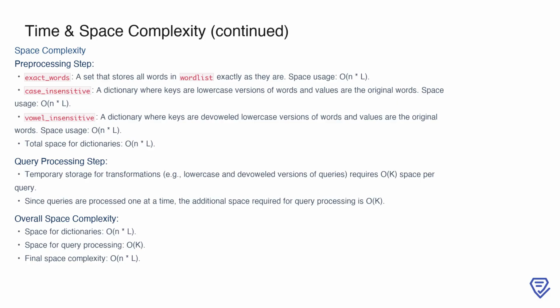During query processing, temporary storage is needed for transformations, such as the lowercase and devoweled versions of a query. Since each query is processed individually, this space requirement is O(k) per query. Adding these together, the overall space complexity is O(n*L), dominated by the storage of dictionaries, with O(k) as a minor addition for query transformations.